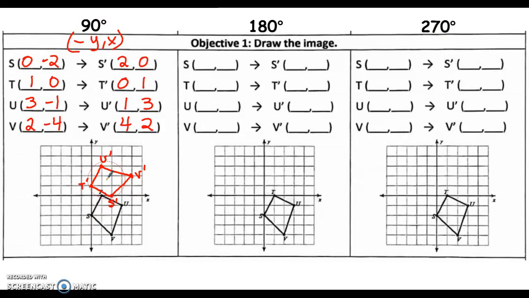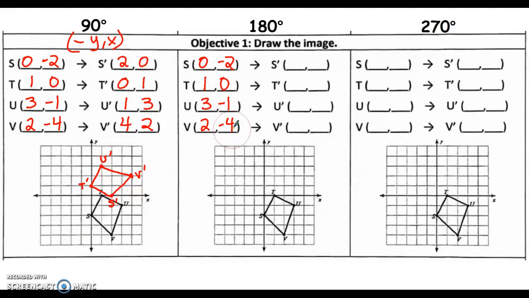Now let's look at 180. Now all three of these are the exact same figure, so my pre-image ordered pairs will not change. So I'm simply going to copy these ordered pairs to here. So 0, negative 2, 1, 0, 3, negative 1, and 2, negative 4.